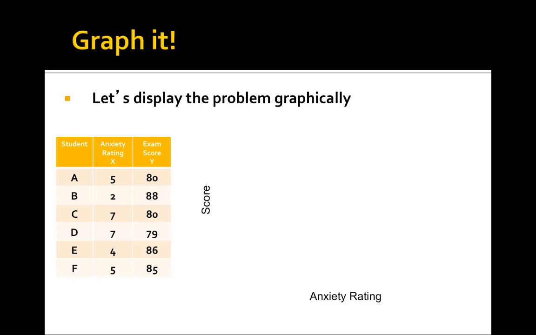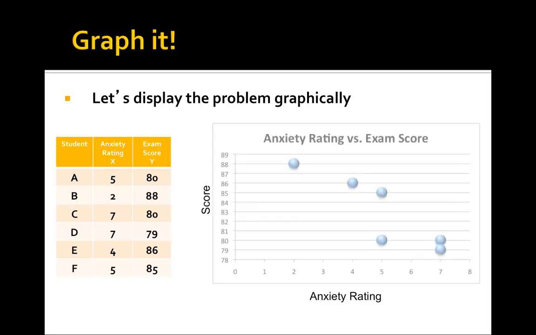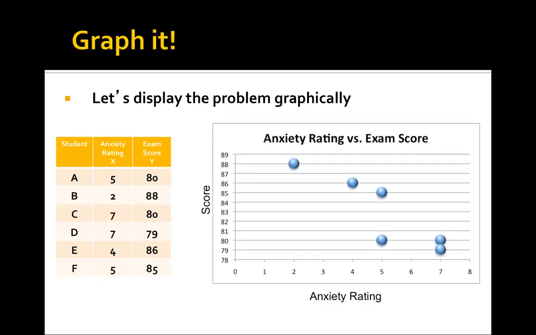One of the best ways to start a correlational problem is to graph the problem. We'll look at it graphically in a scattergram. Along the x-axis, we have the anxiety rating. Along the y-axis, we have the score for the exam. We plot each point that's given in the table as a single dot on this graph.